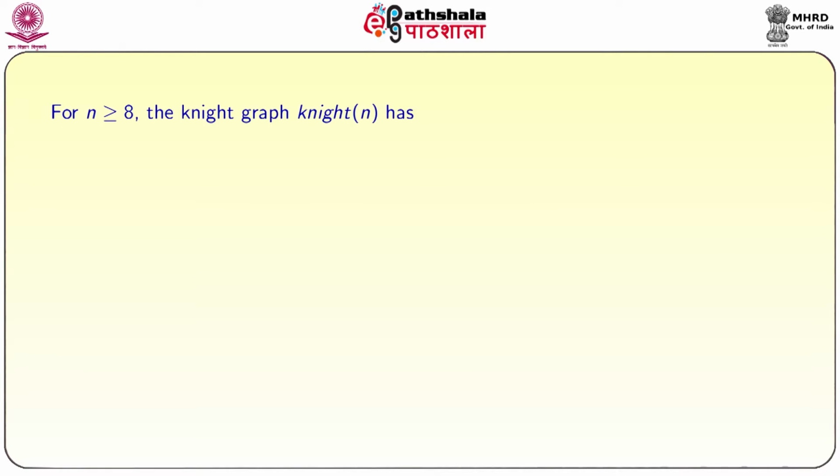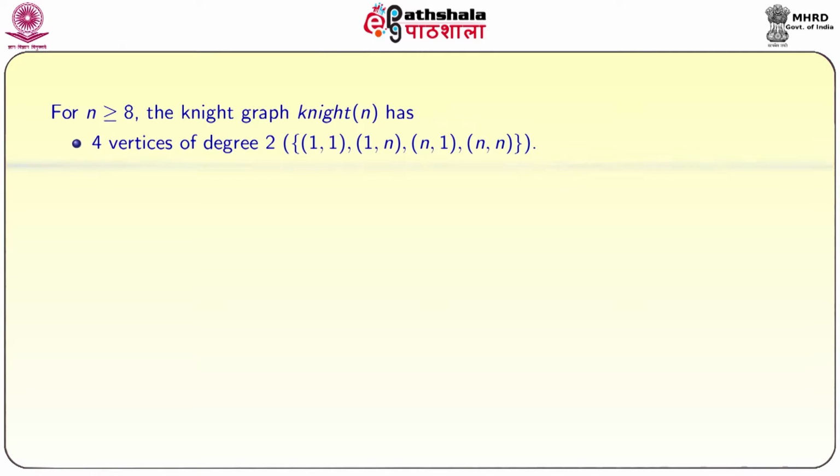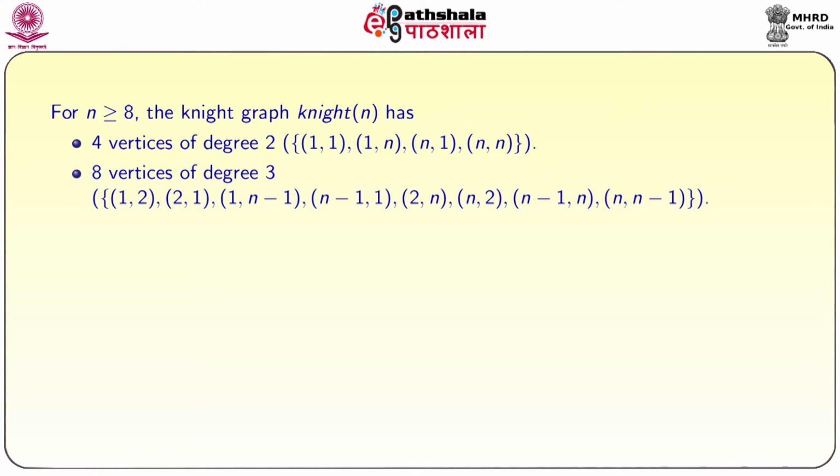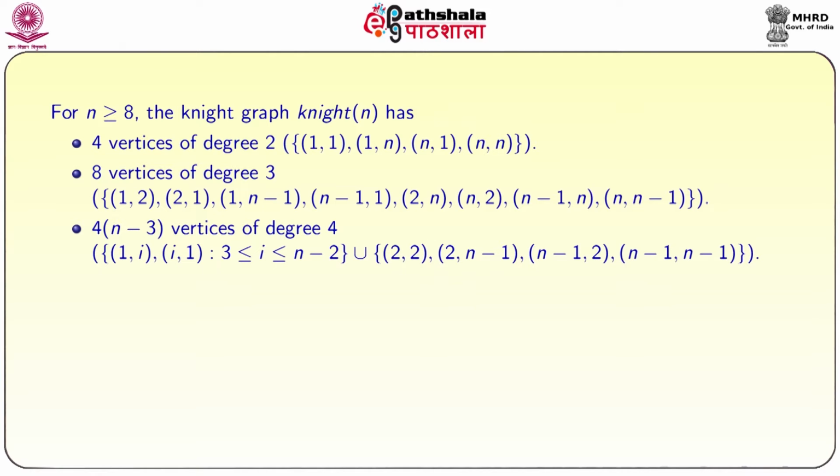For n greater than or equal to 8, the knight graph Knight(n) has 4 vertices of degree 2, that is at the corners (1,1), (1,n), (n,1) and (n,n). There are 8 vertices of degree 3, that is (1,2), (2,1), (1,n-1), (n-1,1) and so on, up to (n,n-1), and 4 into (n-3) vertices of degree 4, and 4 into (n-4) vertices of degree 6.